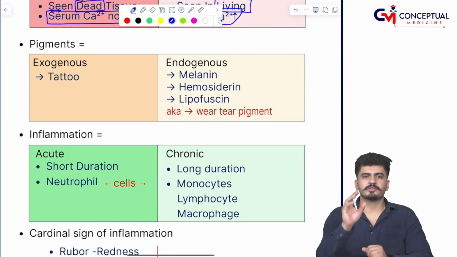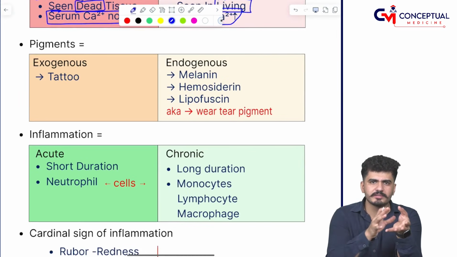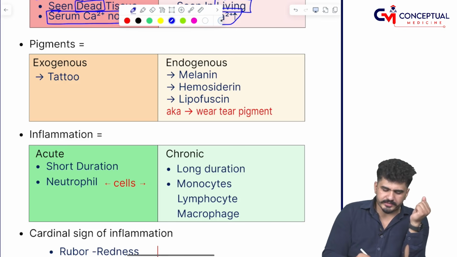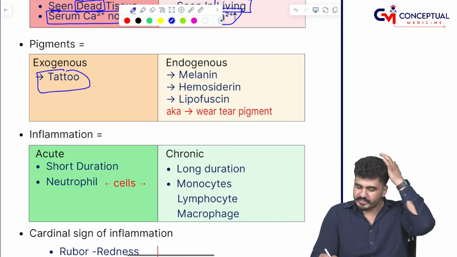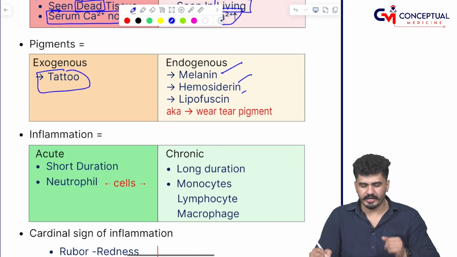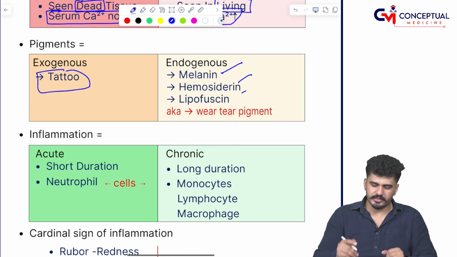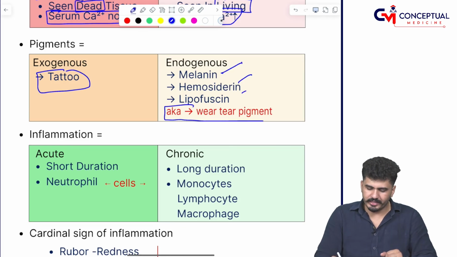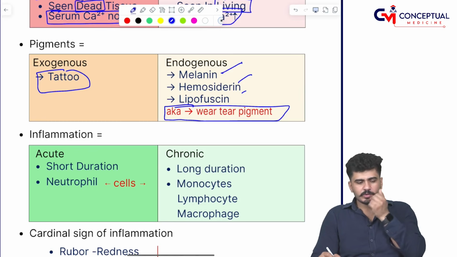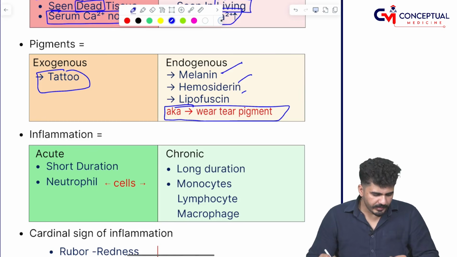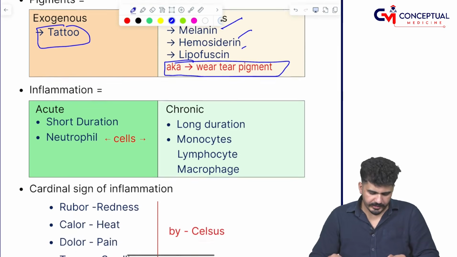Now what are the pigments? Two pigments you will understand, exogenous and endogenous. Exogenous is carbon, that is tattooing. Endogenous pigments are melanin, hemosiderin, lipofuscin. This lipofuscin is also called wear and tear pigment. Done.